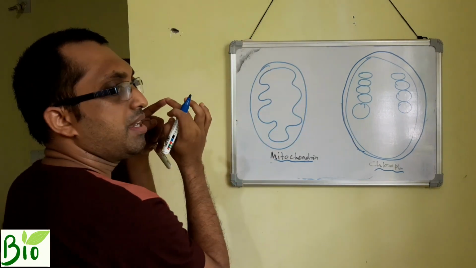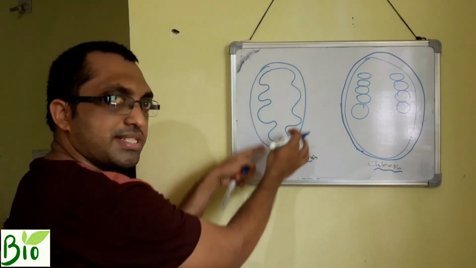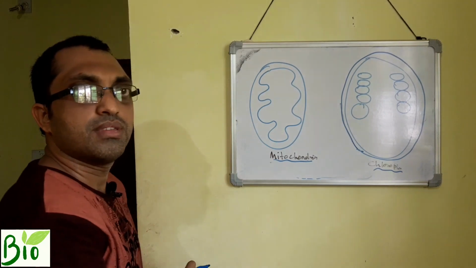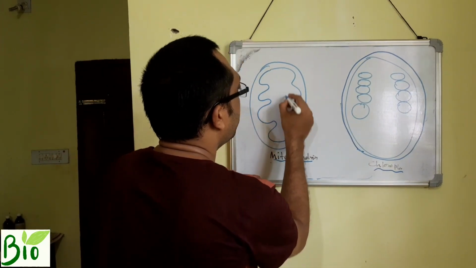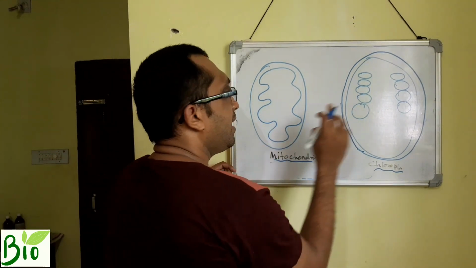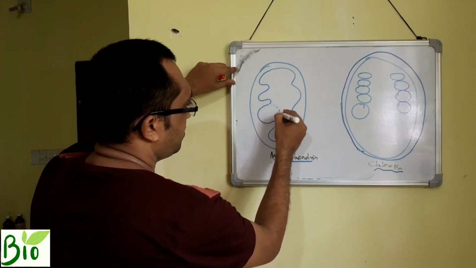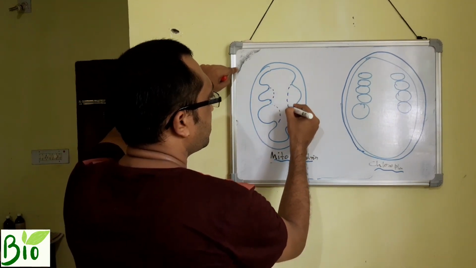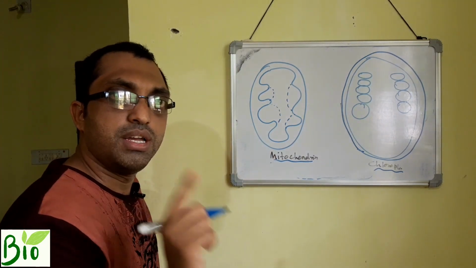Mitochondria have a double membrane. The outer membrane is regular, but the inner membrane is like this: some portions are invaginated into the matrix. The same happens in the chloroplast. In the chloroplast, this becomes this, like this.